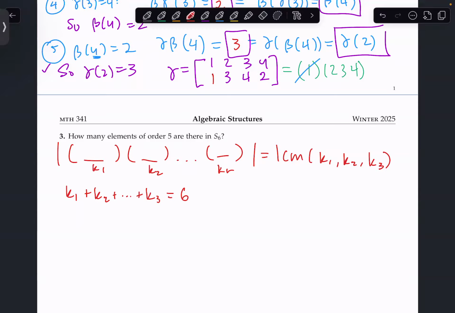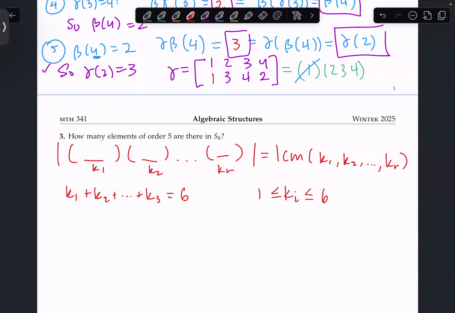Right, so I need both pieces of information. Oh, and I stopped at 3, but I meant to say R. And this is taking all of them. So I want to decide what are my possibilities for these KIs if I want both of these things to be true. So do I have a minimum or maximum for any of these individually? My KI, what does it lie between? Say it louder. 1 and 6.